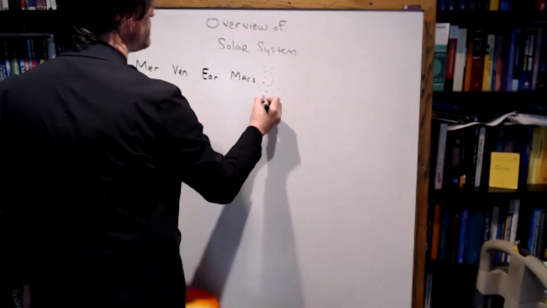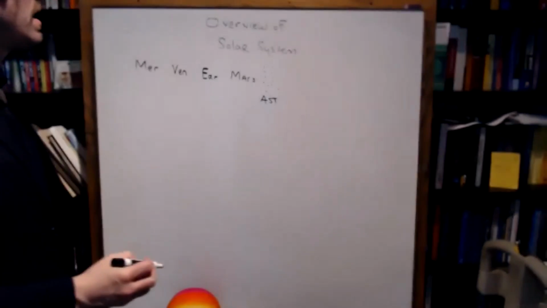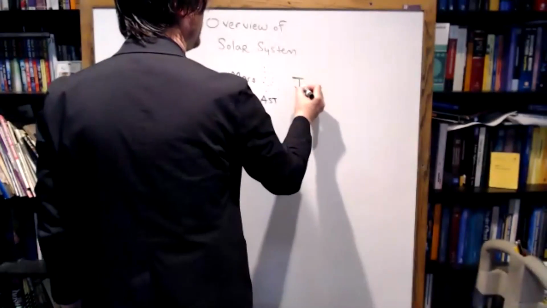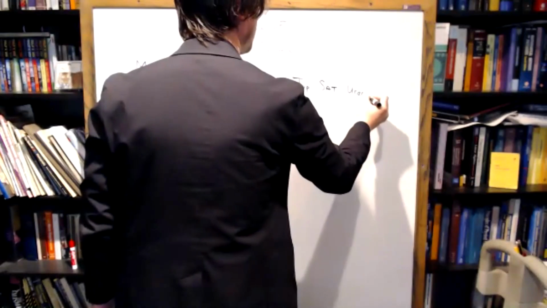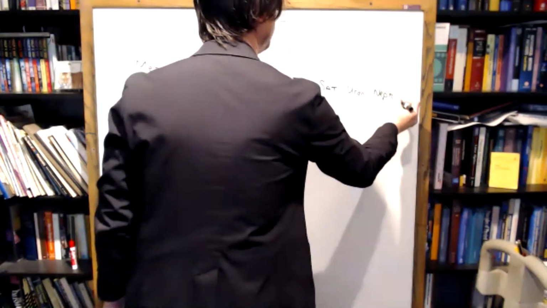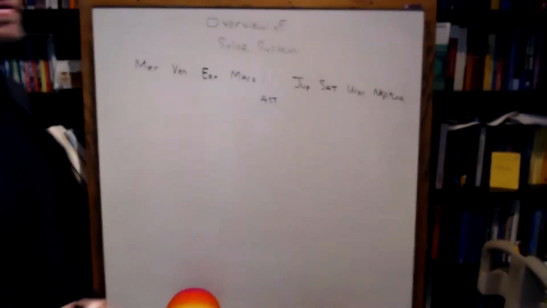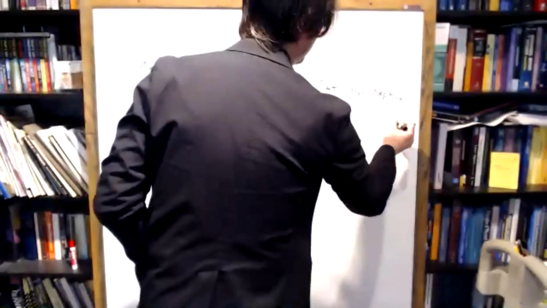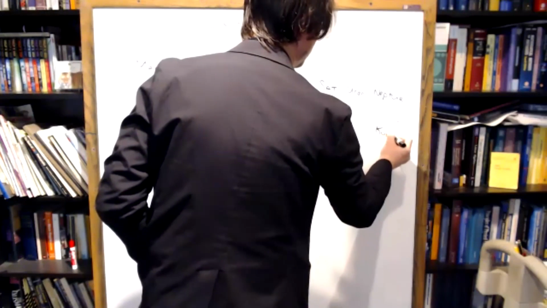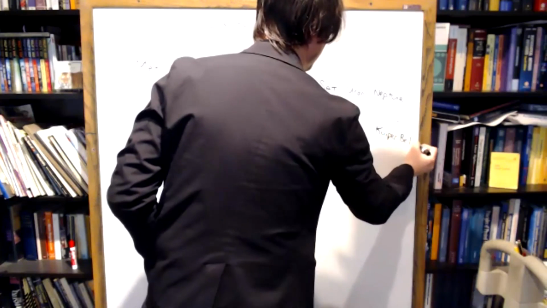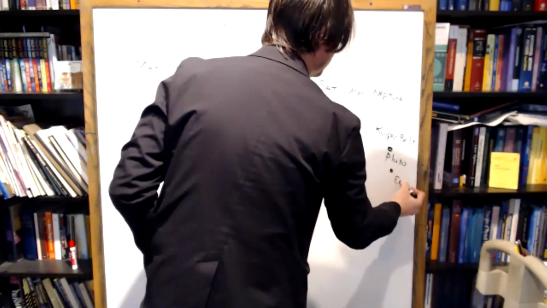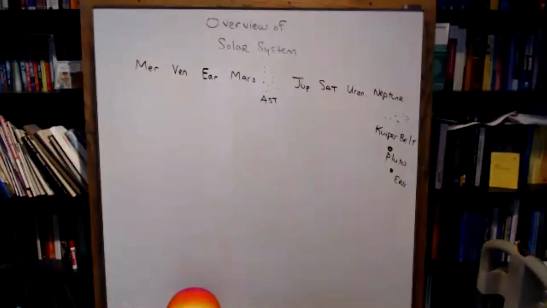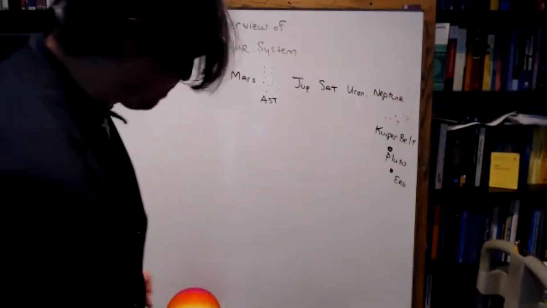Between Mars and Jupiter, of course, we have the asteroid belt. Outside the asteroid belt, we have the gas giants, Jupiter, Saturn, Uranus, Neptune. And then outside of Neptune, we have a range of comets. One disk of comets is called the Kuiper Belt. The Kuiper Belt is where Pluto is, as well as Eris and some other dwarf planets, or some large objects that we classify as dwarf planets.